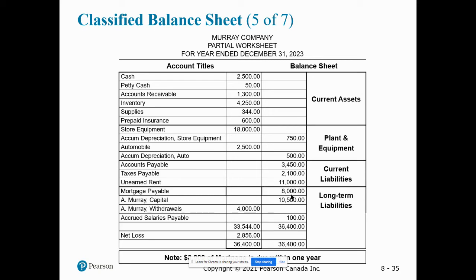Mortgages are generally longer term, and the capital and withdrawals accounts are the equity accounts, and they fall under this long-term liabilities part. The accrued salaries payable, however, is also a long-term liability.